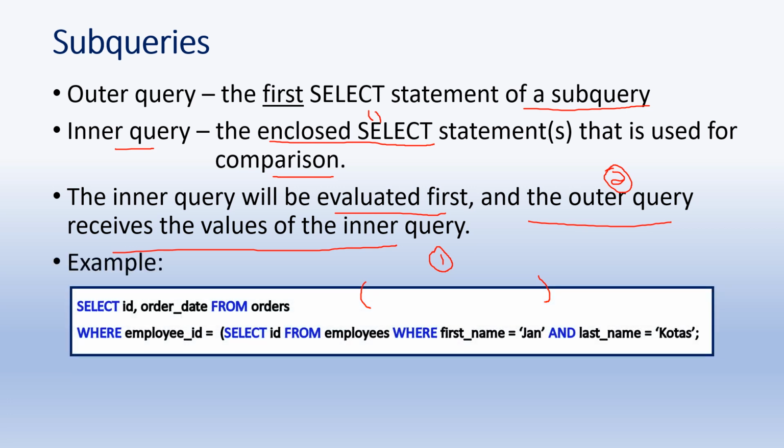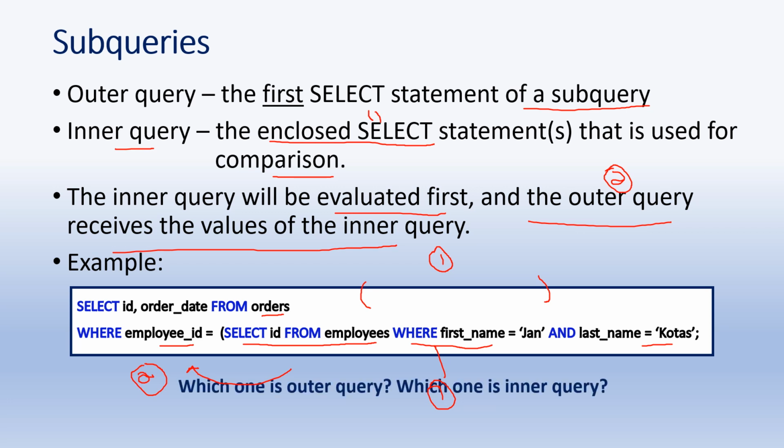For example, select ID, order date from table order, where employee ID is select ID from employee, where first name is Chen and last name is Kotas. So this will be evaluated first, and then they will proceed with the second select statement. So which one is the outer query, which one is the inner query? Like I said, the inner query will be this one, all of it here, and the outer query will be this one.